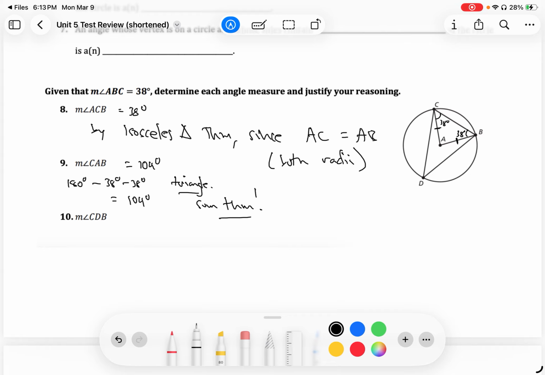Okay? And finally, the measure of angle CDB. So that's an inscribed angle for arc CB. I know arc CB must have a measure of 104 degrees because that's the measure of angle CAB. So this must equal 104 divided by 2, 52 degrees. That's the inscribed angle theorem.